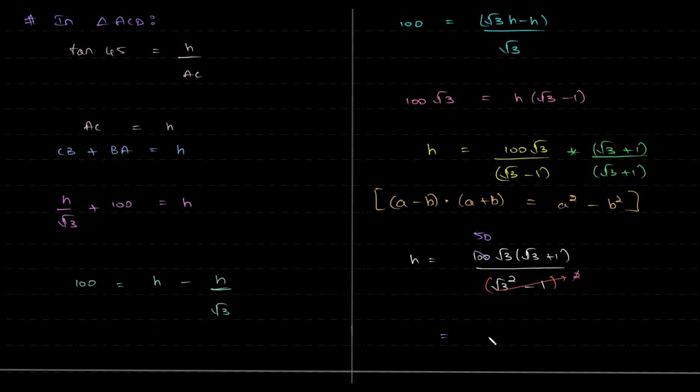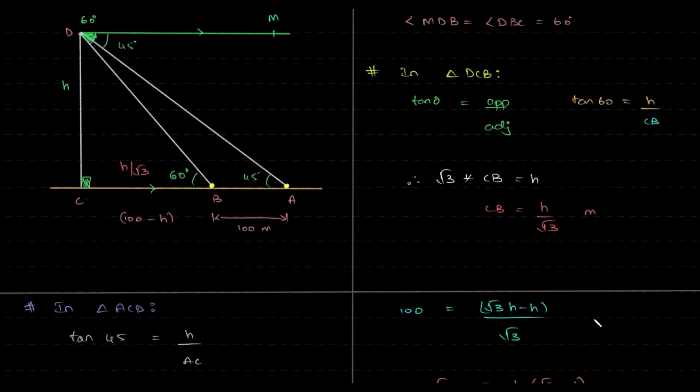And then we can further expand it. So this would be 3 plus root 3 meters. So 50 times 3 plus root 3, that is 150 plus 50 root 3, and so on. That's okay. All this is okay, right? That would be the height of the balloon.